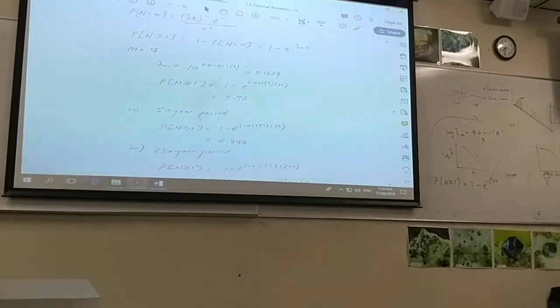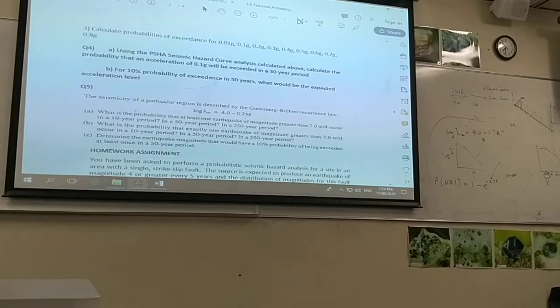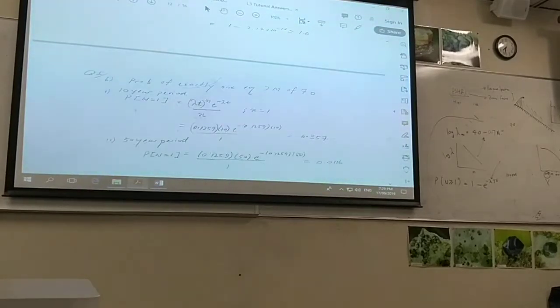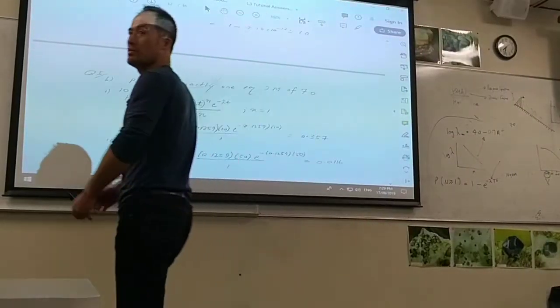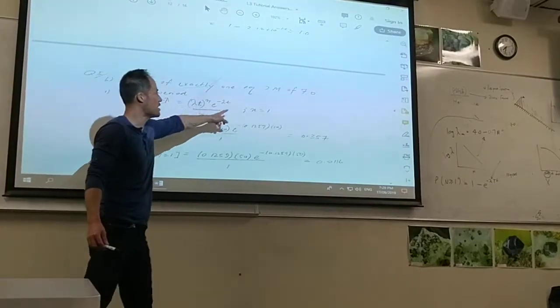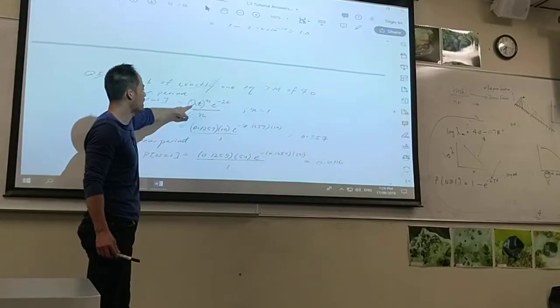So that was this question here. What is the probability that exactly one earthquake of magnitude greater than 7 will occur in a 10-year, 50-year, and 250-year period? In that case, if it's exactly one, you use which version of the equation? You use this one, don't you? Exactly. So for the probability of exactly one earthquake greater than 7, you use that. And again, I use lambda.